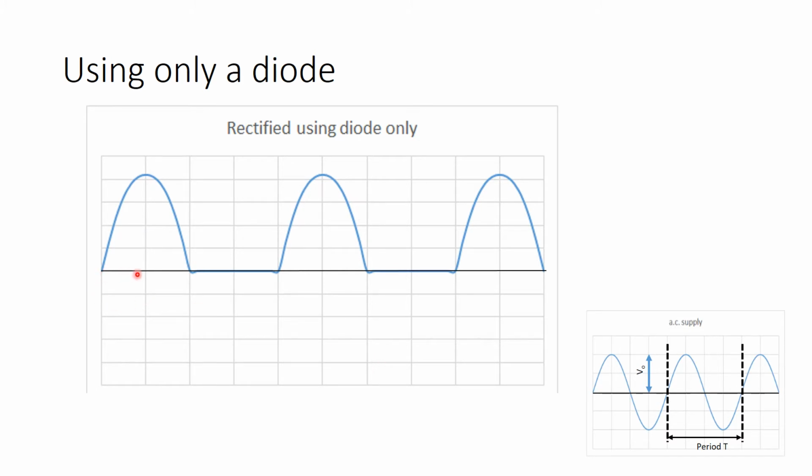We have our zero value here. And effectively, because the diode only allows current to flow in one direction, we get the bottom part of this wave just chopped off, okay? Which is all right, except it's a bit bumpy. And some of the equipment that we use won't want to work with a bumpy supply. It'll want a smoother, more even supply. So let's have a little look at what we can do. So that's using just a diode. That's probably what you saw maybe at GCSE.